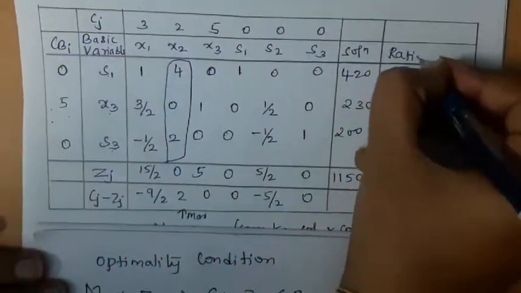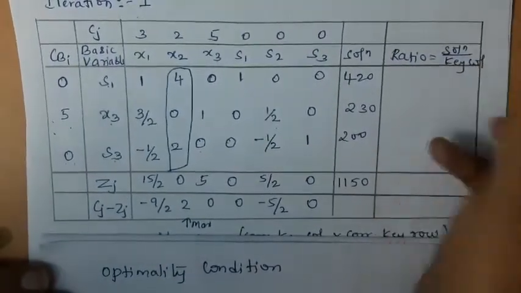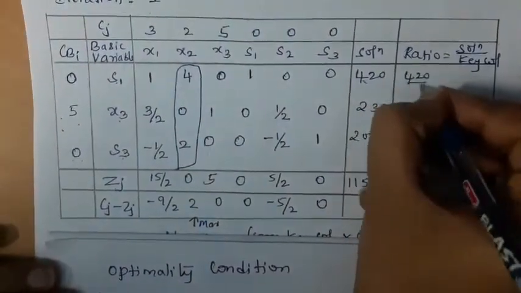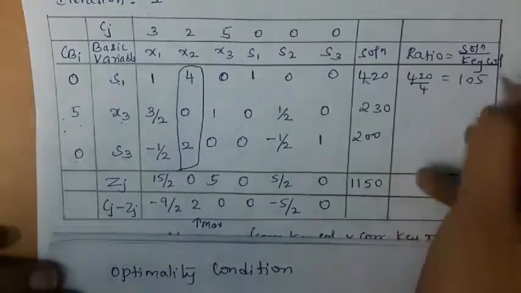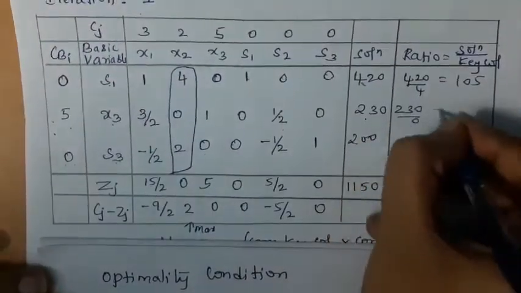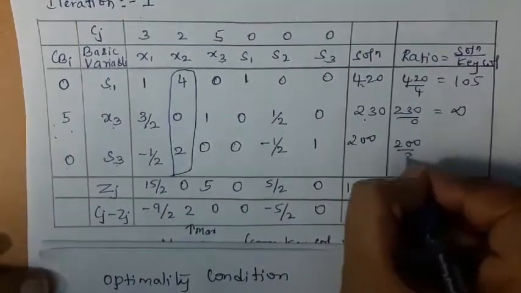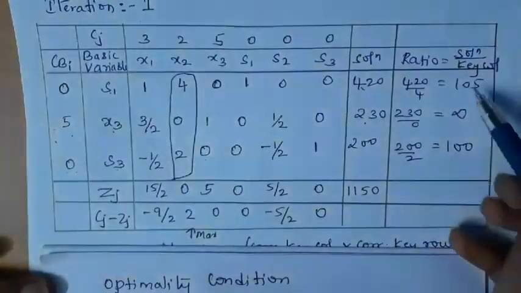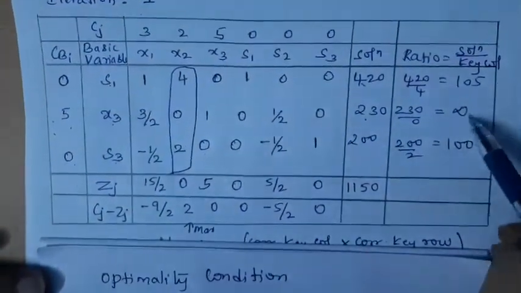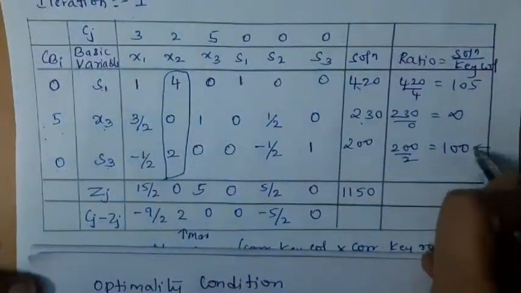Now after finding key column, we need to find the ratio. So ratio is equal to solution divided by key column. So 420 divided by 4, that is equal to 105. Next, 230 divided by 0, that is equal to infinity. Next, 200 divided by 2, that is equal to 100. Now in this we need to take down the minimum value. Infinity we cannot consider. So we have two values, that is 105 and 100. The minimum value is 100.